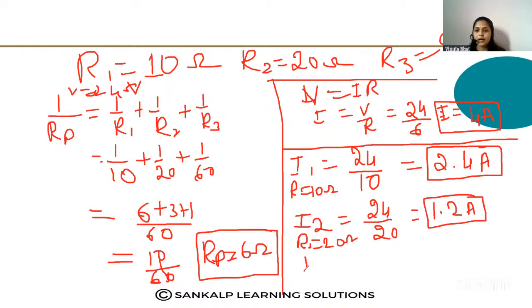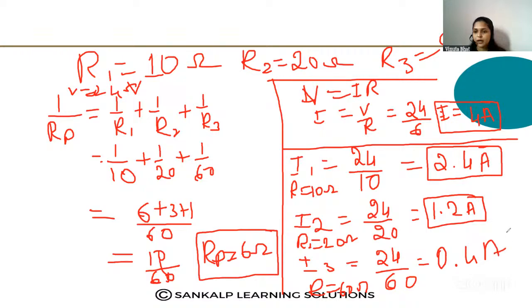And find out the I3. I3 is equal to, R3 is equal to 60 ohm. So 24 divided by 60. So what is the value of 24 divided by 60? That is equal to 0.4 ampere. I3 is equal to 0.4 ampere.